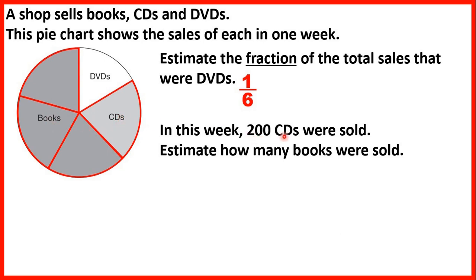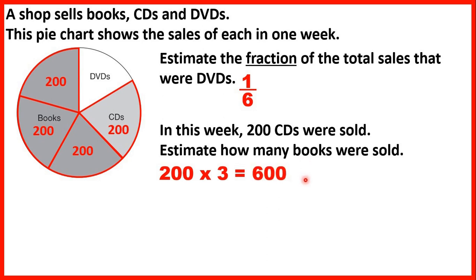Now we know that there are 200 CDs, so we can write 200 in each of these pieces, and then to work out the number of books, we just have 200 times 3. So there were 600 books sold.